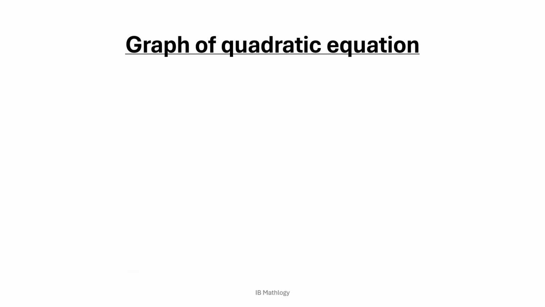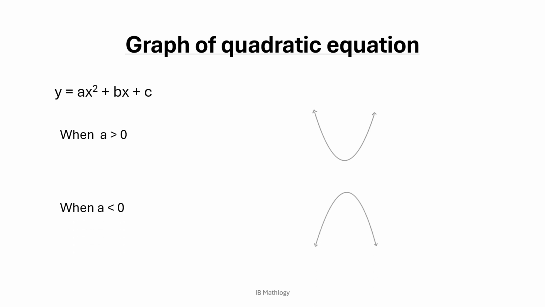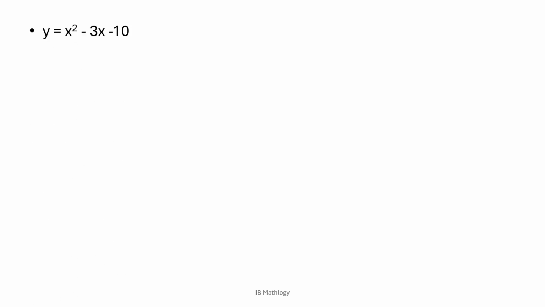Let's understand how to graph a quadratic equation. Let's take an example of y = ax² + bx + c. What is important to note here is that when the a value, that is the coefficient of x², is greater than 0, then the graph will open upwards, and when this a value is less than 0, then the graph will open downwards. Let's draw the graph of y = x² - 3x - 10.